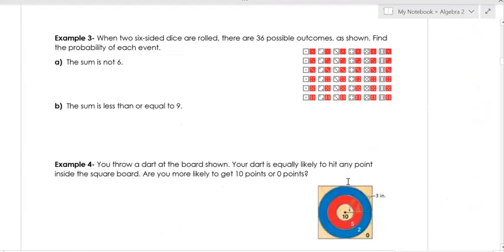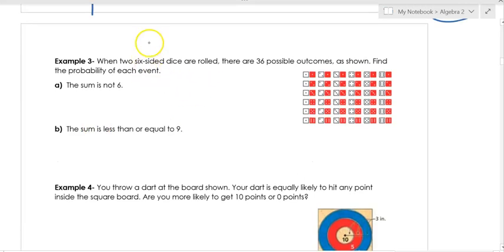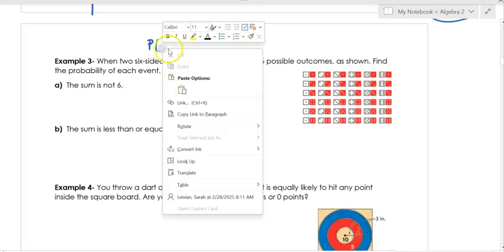Okay, so when 2 six-sided dice are rolled, there are 36 possible outcomes as shown. I think this chart is really good to keep handy when you're doing your homework, because it's nice just to look at and figure it out. So these are all the possible ways. So it wants to know the sum is not 6. So when you're doing not, there's the probability of something not happening.